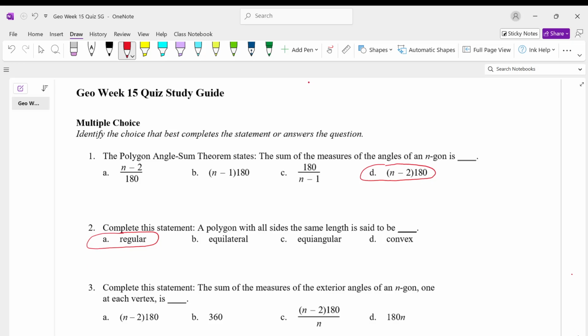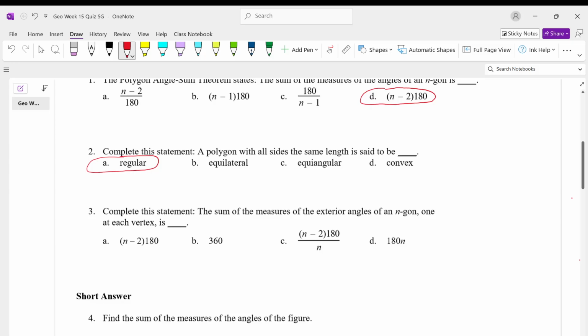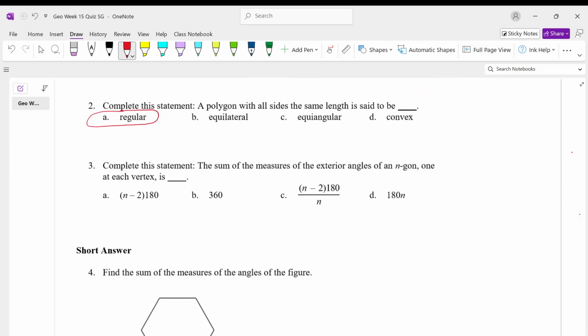And then problem number 3. Complete the statement. The sum of the measures of the exterior angles of an n-gon, one at each vertex, is... Sum of the exterior angles, that's always 360.